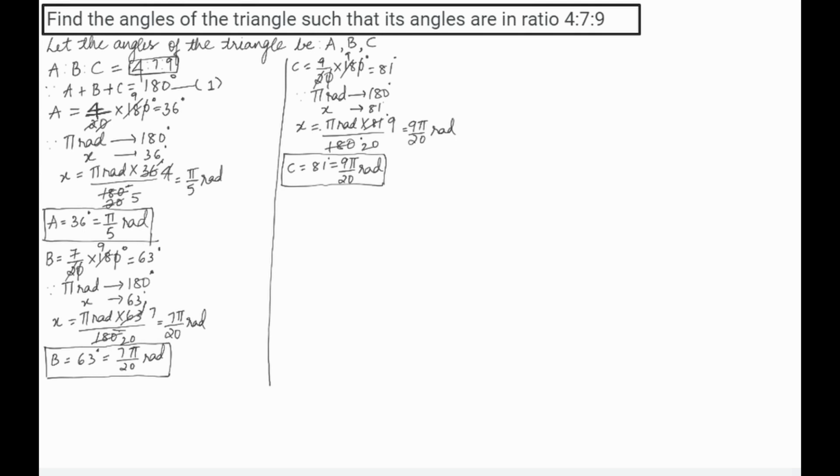Next is angle B. In terms of degrees, it is 63 degrees, and in terms of radians, it is 7 pi by 20 radians. And angle C, which is 81 degrees, and in radians, it is 9 pi by 20 radians. So in order to check, we can sum up all the three angles of the triangle, which must be equal to 180 degrees. 36 plus 63 is 99. 99 degrees plus 81 is equal to 180 degrees. So the obtained answer is correct.